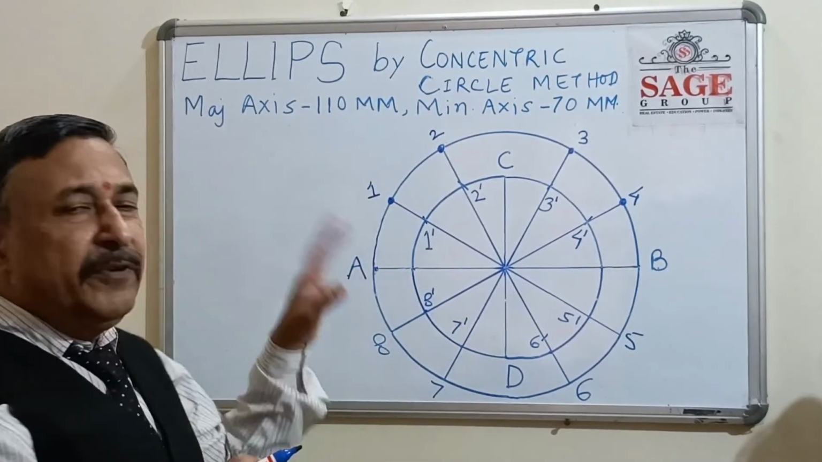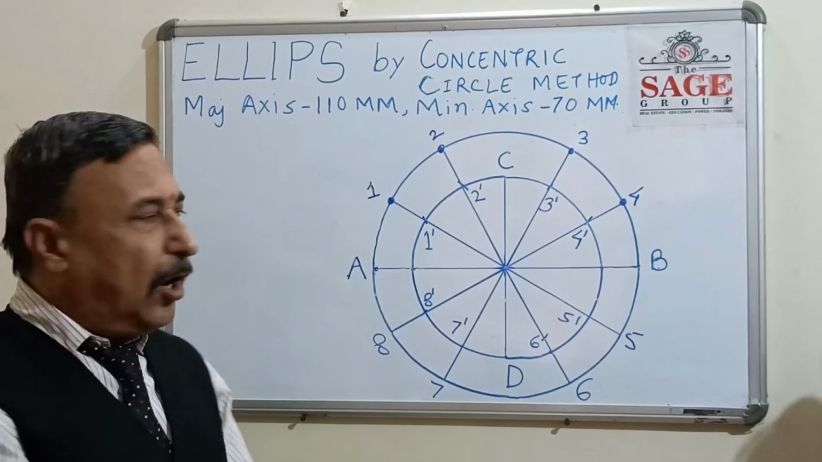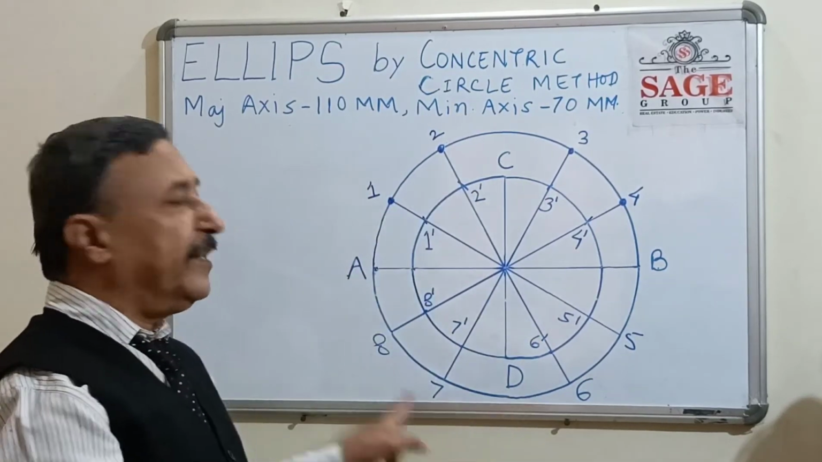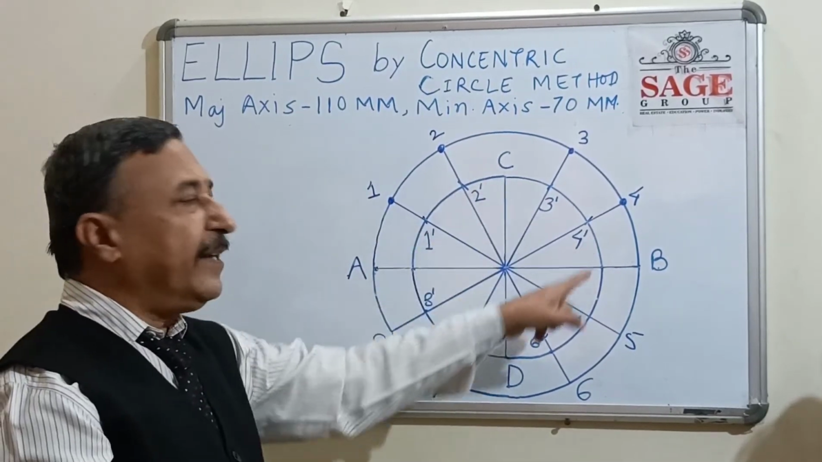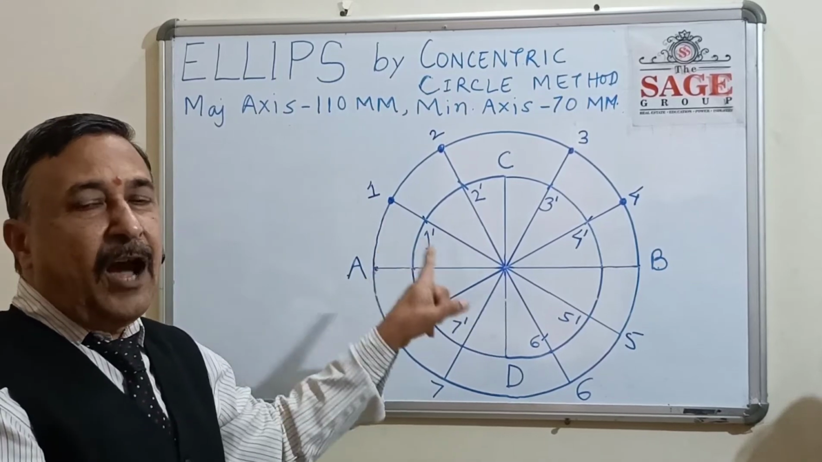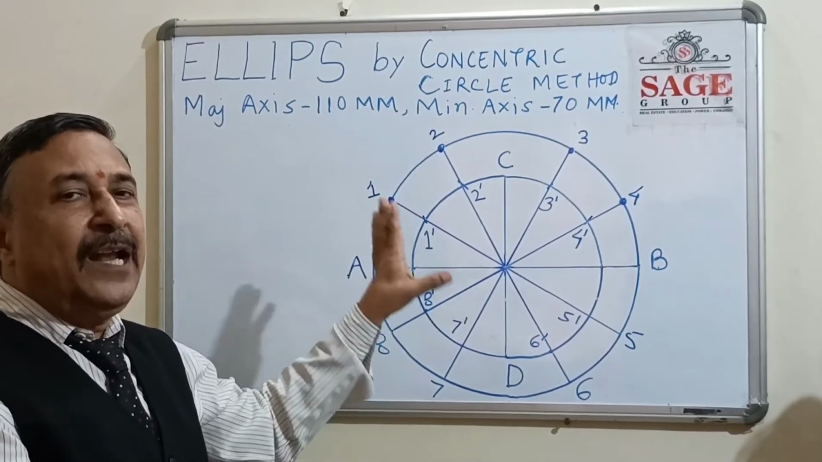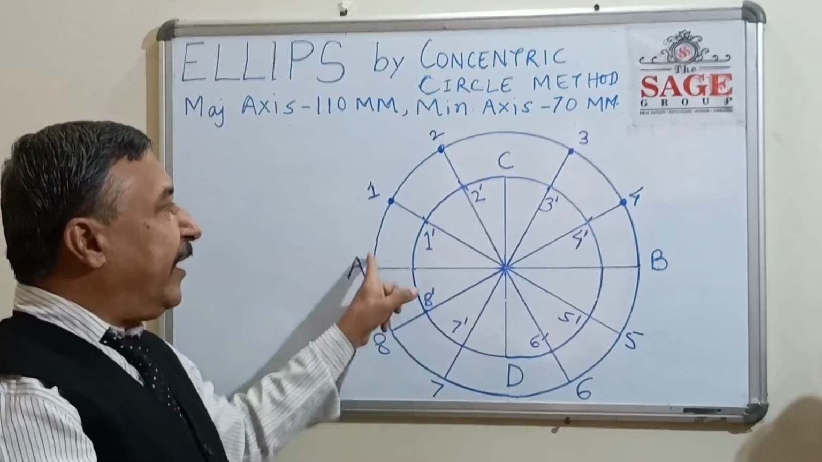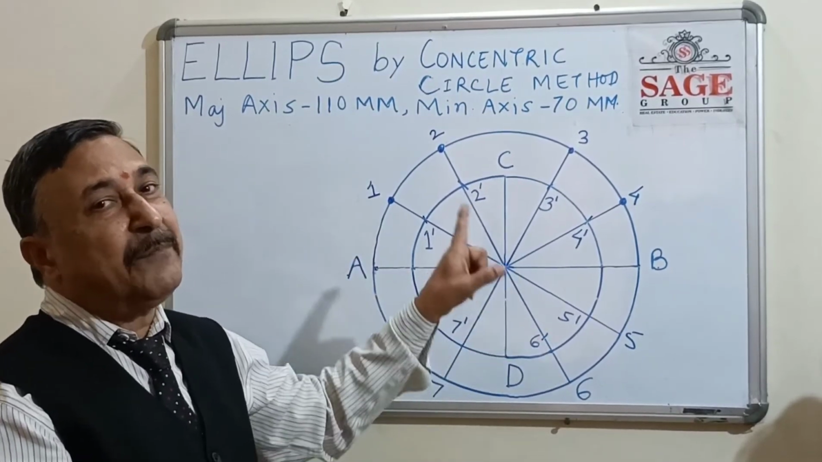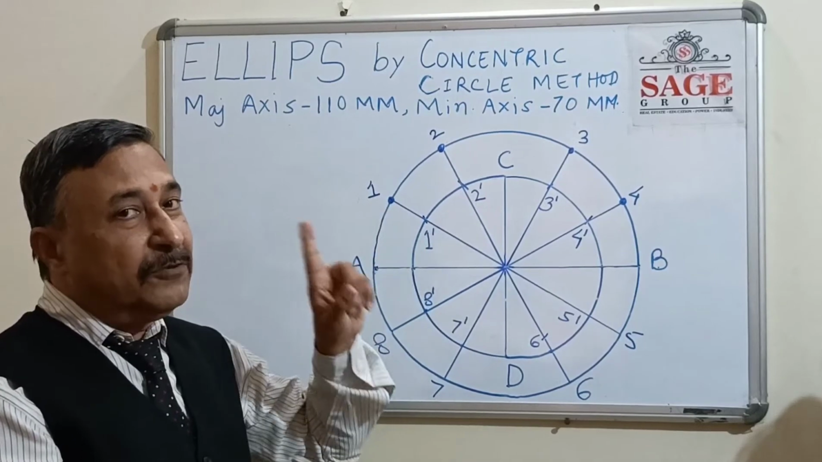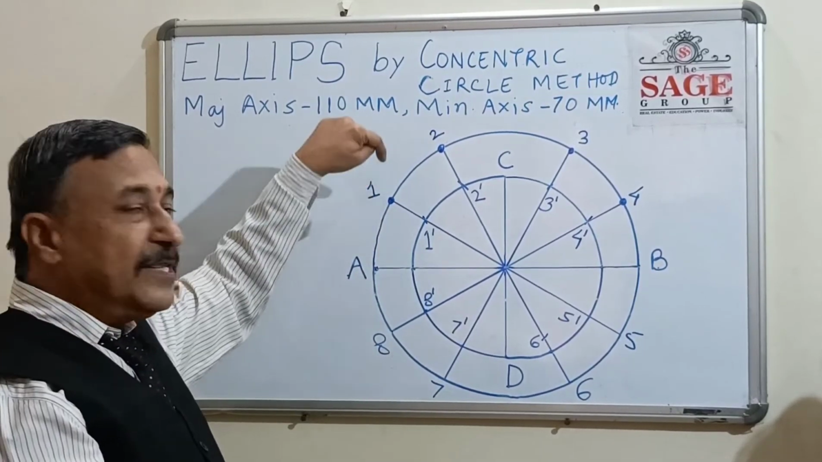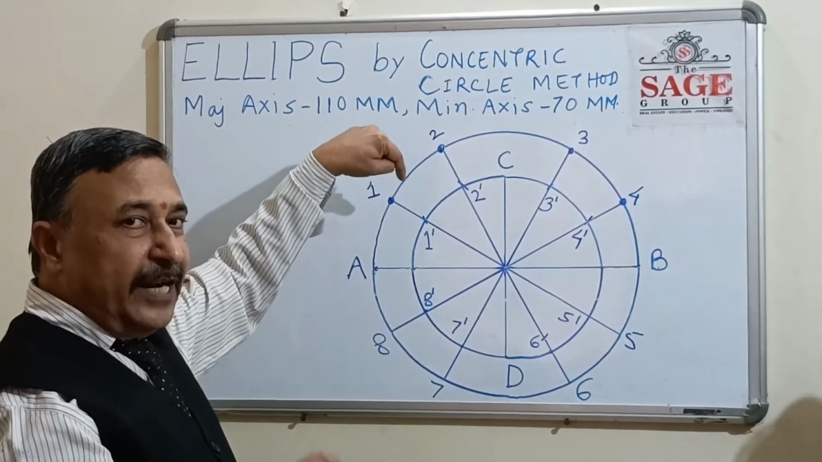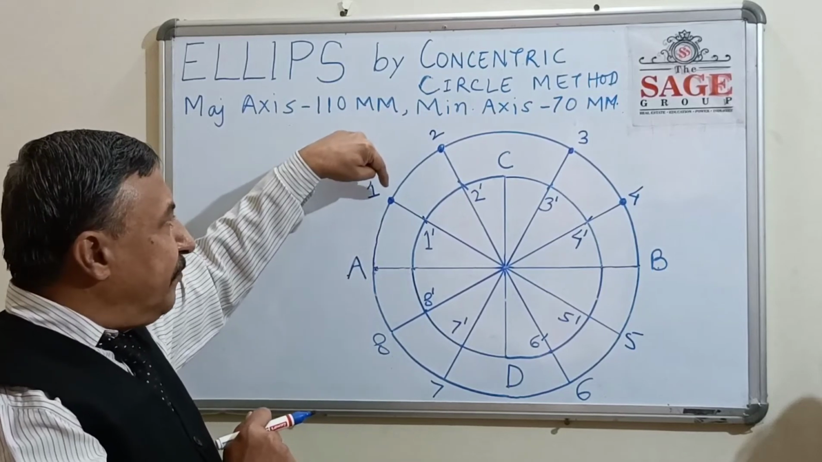Now we have some points on the major axis concentric circle and the minor axis concentric circle. Now we have to draw lines through these points, parallel to the major axis and minor axis. Now how? See here carefully. Once I will show you and then I have to draw.